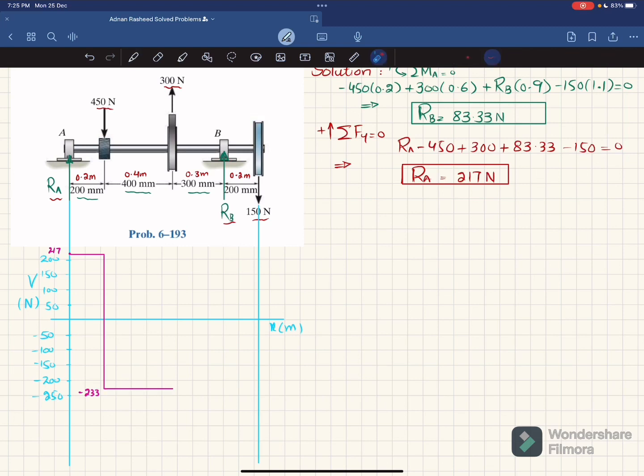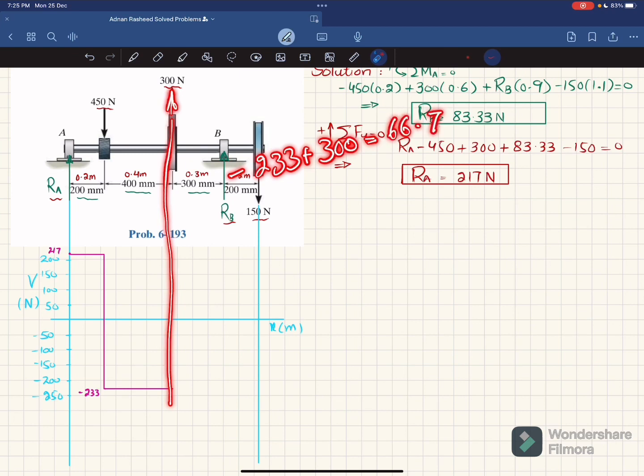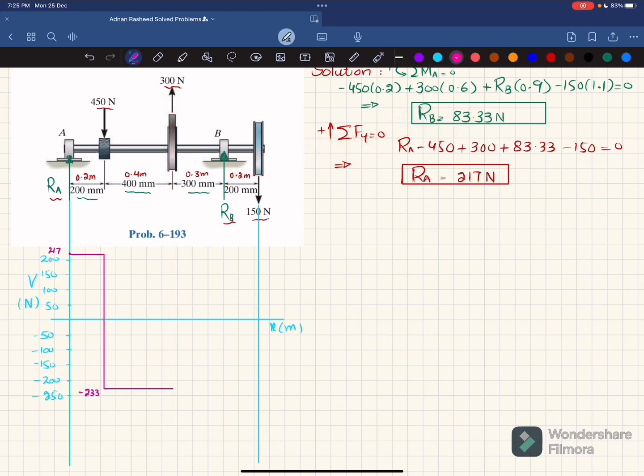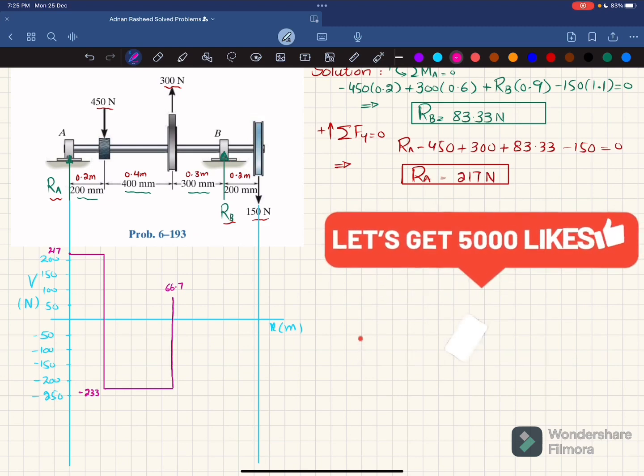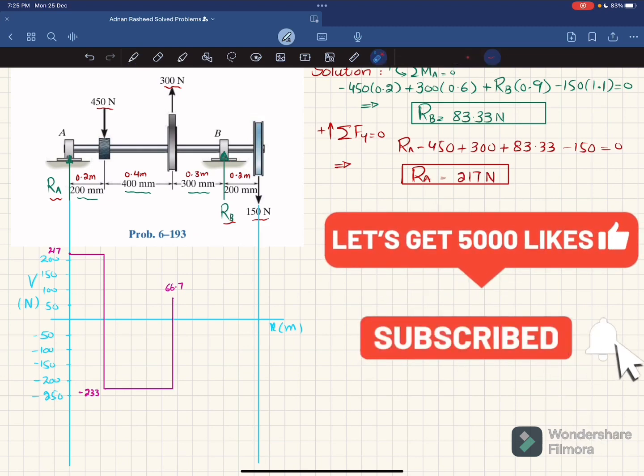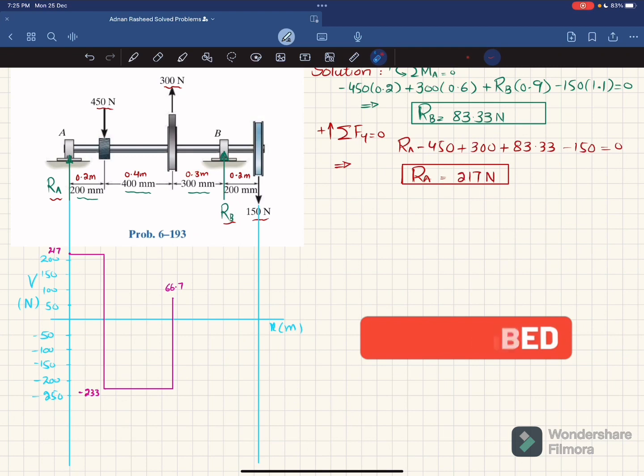Now at this point you can see you have plus 300 upward, so minus 233 plus 300 will cause it to move to 66.7 Newton. So the shear will be 66.7. Let this point be 66.7. You can choose your own scale as well. This is 67. Now moving from this mid till point B, there is no other shear force, so it will remain the same, horizontal till this point.